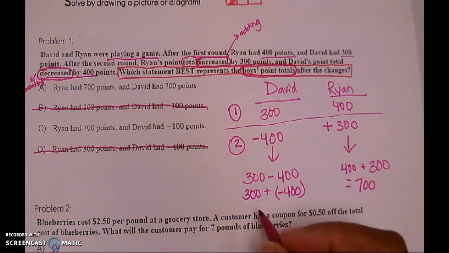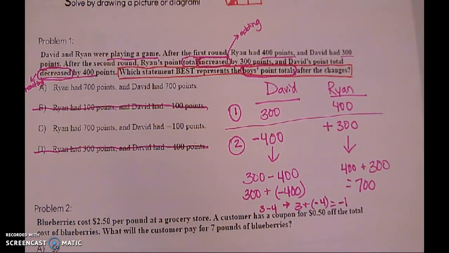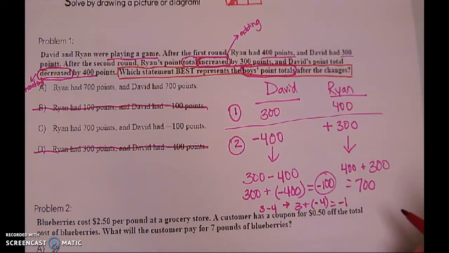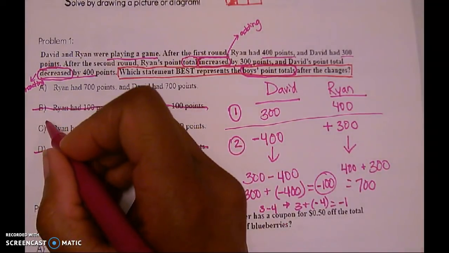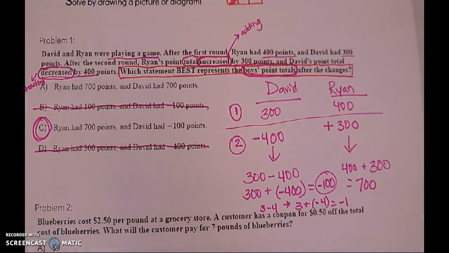Okay? So, also if I simplify this, I know that 3 minus 4, or 3 plus negative 4, is going to be negative 1. Okay? So with that being said, all I'm doing here is putting 2 zeros at the end. So the answer to this problem will actually be negative 100. That's how many points David ended up with. And so that means that my final answer is going to be C. And that's how I solved my problem.